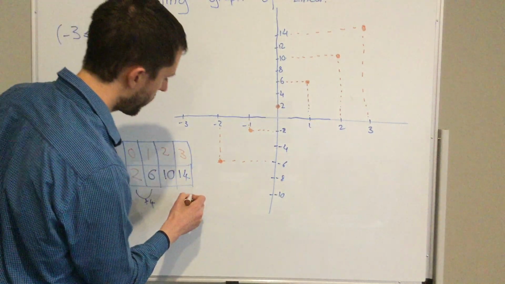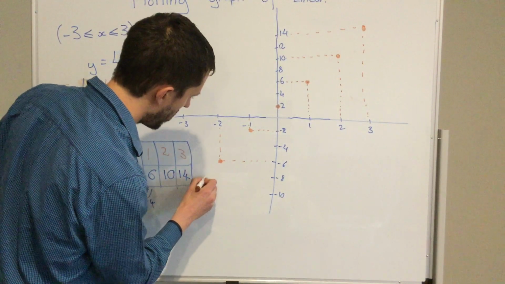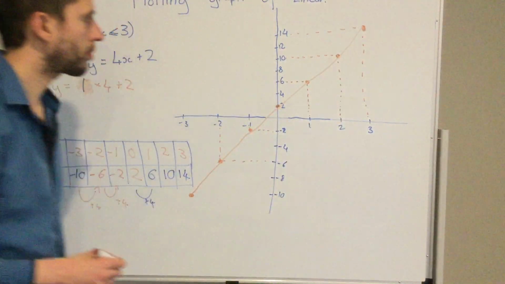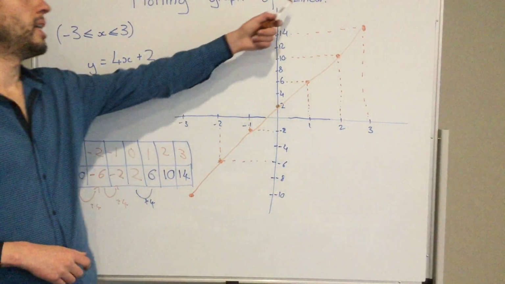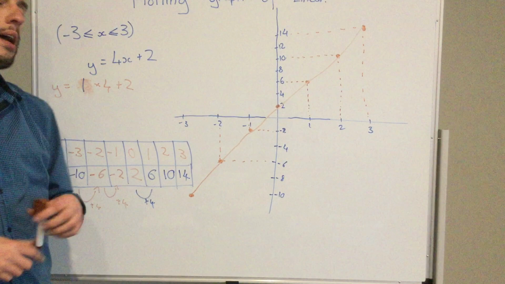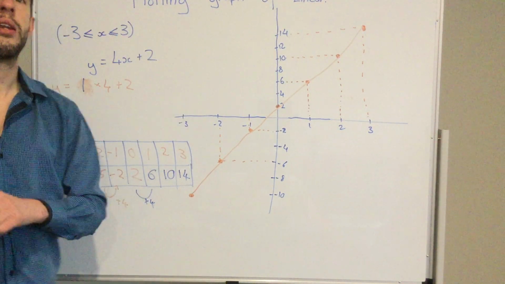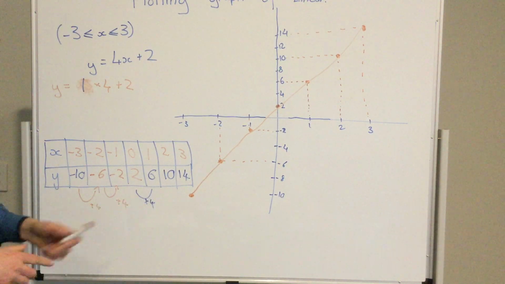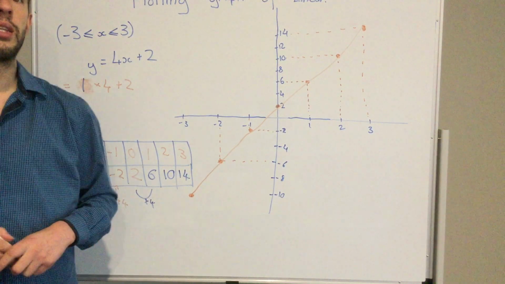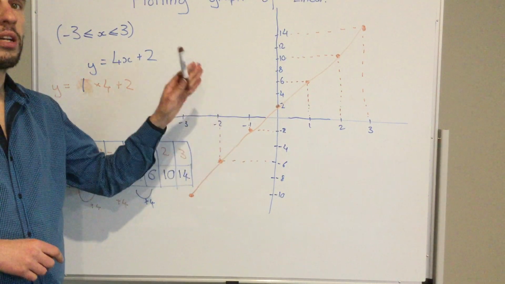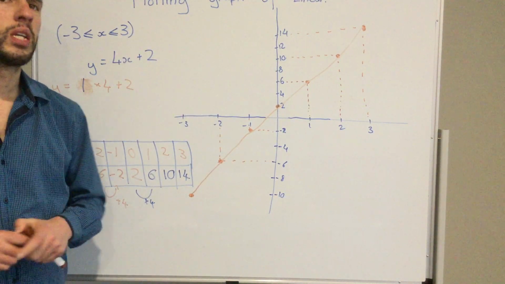So if I'm graphing, I'm going to join all of my dots. Now, linear, if you are wondering, we are always talking about a straight line. Which means we're always going to have a pattern that's consistent, that is the same, because our slope is the same.